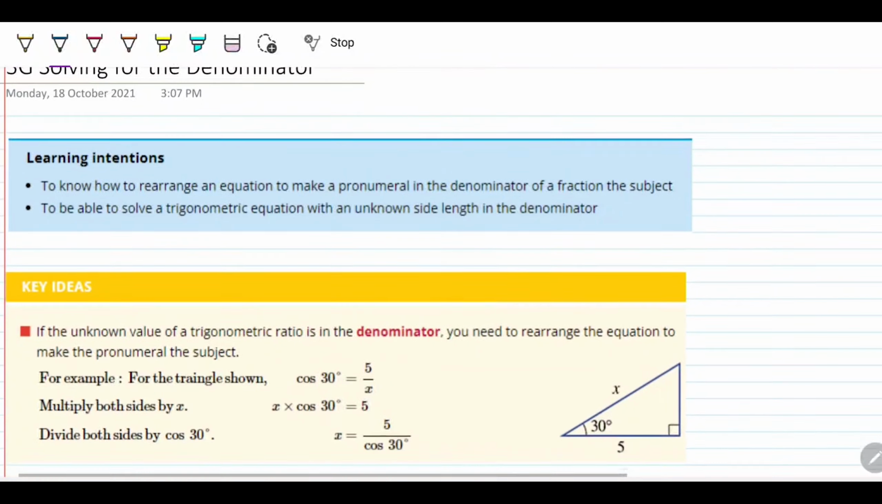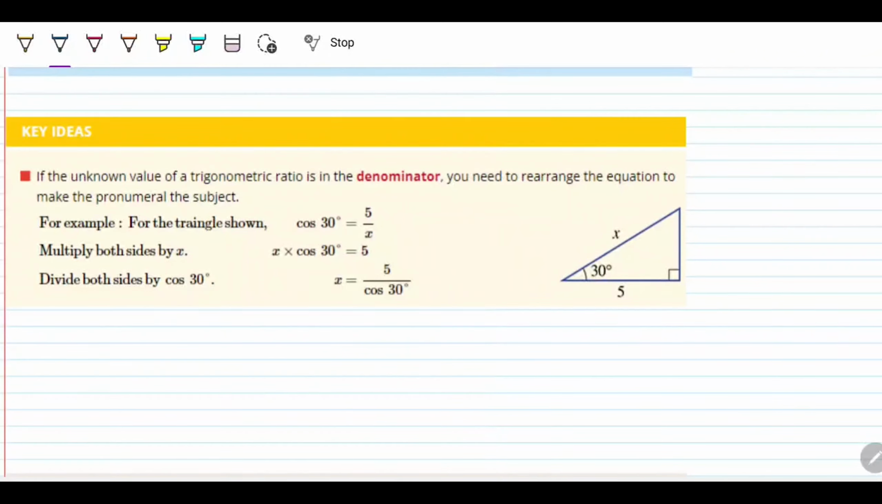So we'll start off with the key ideas here. If the unknown value of a trigonometric ratio is in the denominator, you need to rearrange the equation to make the pronumeral the subject. So we have this triangle here. I have the hypotenuse as x and the adjacent as 5. So therefore I will use cos. Cos 30 equals 5 divided by x.